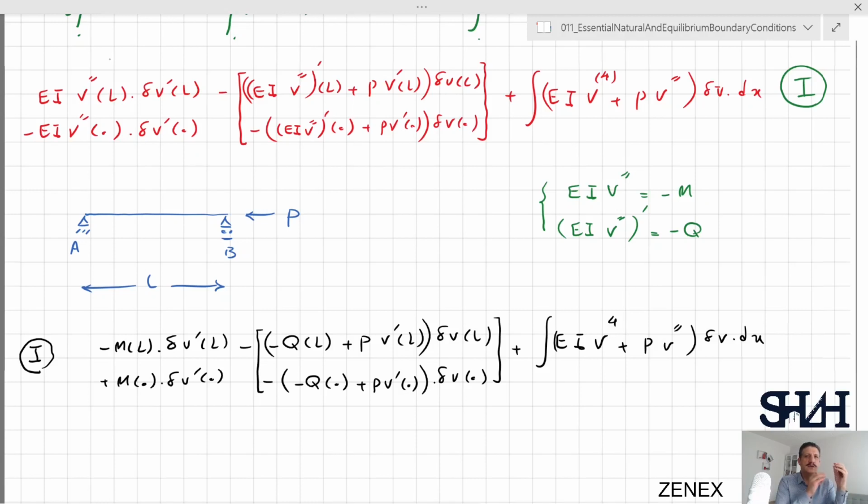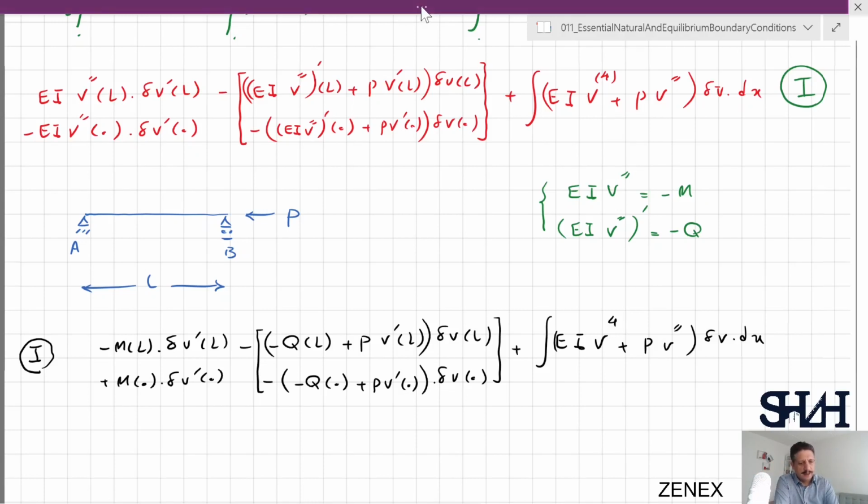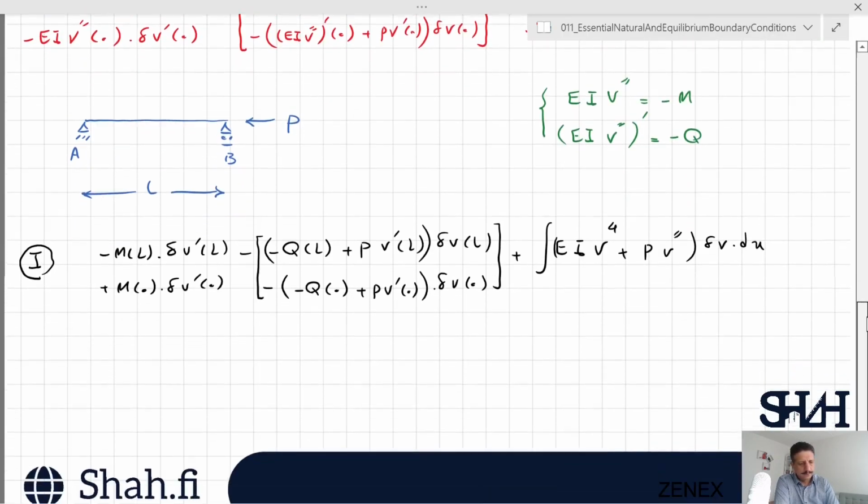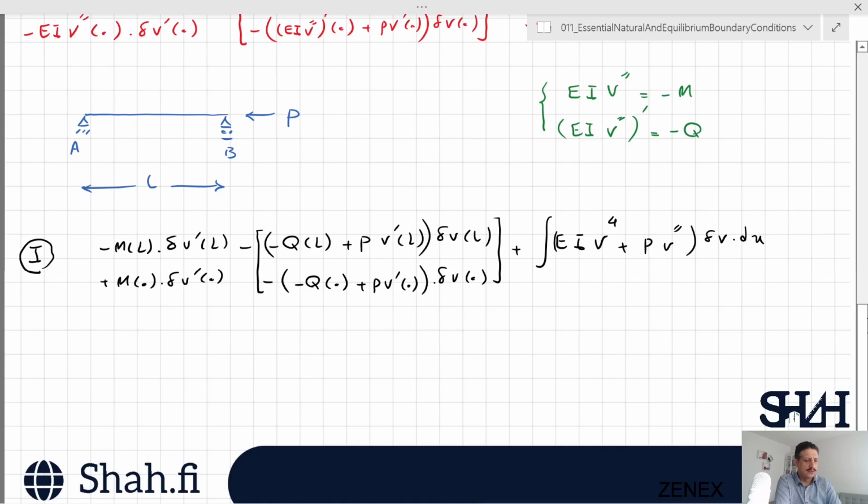So please note that the first term, M at L and M at 0, are representing only the beginning and the end of the element. The second part also is representing the beginning and the end of the element. And the last part is the only part that is representing the entire length of the element. So from here, I know that the bending moment at both ends is 0. So M at L is 0, M at 0 is 0.